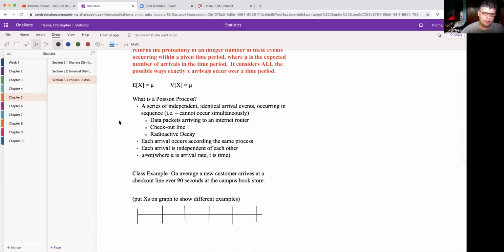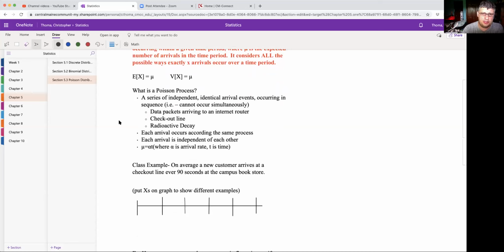So a couple examples of what a Poisson process is. There are a series of independent events: arrivals at stores, banks, anything that occurs in a sequence, which basically means they cannot occur simultaneously. Data packets arriving into a router, emails, applications, checkout lines, radiation decay. All these things are examples of real world things that follow a Poisson process. Each arrival occurs according to the same process, and the arrivals are independent of each other, which means when one thing comes in, it doesn't increase the likelihood of another thing coming in.